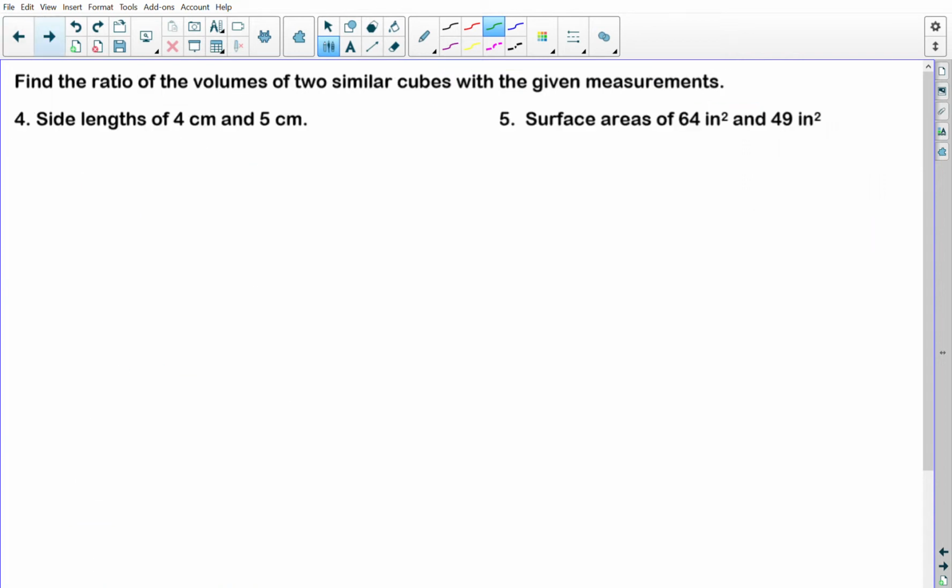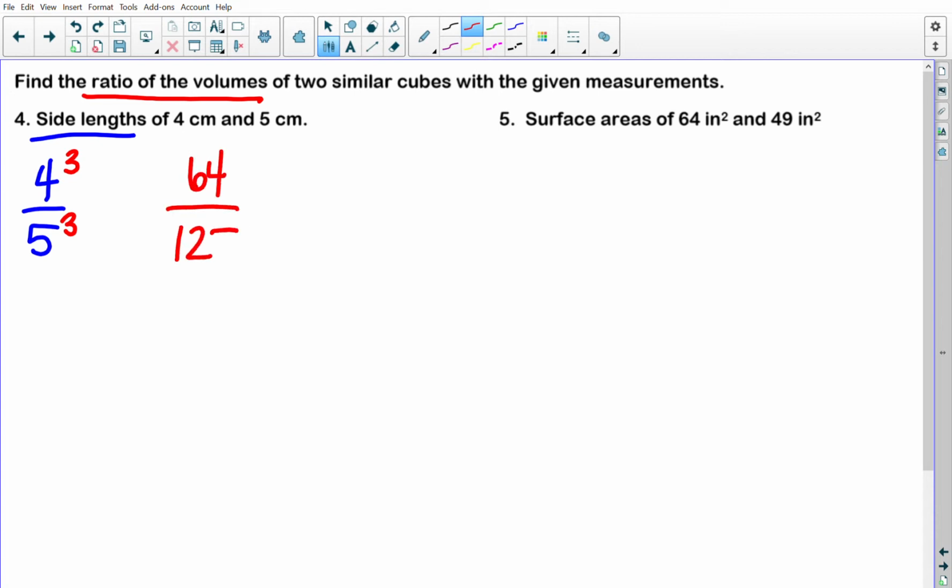So in number 3, they want me to find the ratio of the volumes. And they're giving me different information. So the first one starts by giving me side lengths, which are a first degree measurement, 4/5. Great. So now to get that into a third degree measurement, I just have to cube these. So I get 64/125. So all I did was cube each of those numbers.